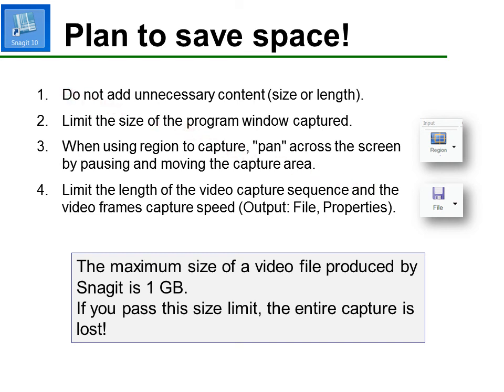And then limit the length of the video sequence, and you can actually choose how many frames captured. By default, video is typically 30 frames per second. That's a lot of memory. So you can change that. You can make that less. Now here's a big uh-oh. The maximum size video is 1 gigabyte, and you can do that pretty quickly, I can tell you. If you pass it, the entire capture is lost. It doesn't stop at 1 gig, so keep that in mind and plan it out.